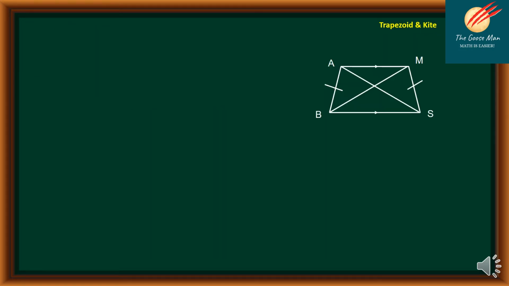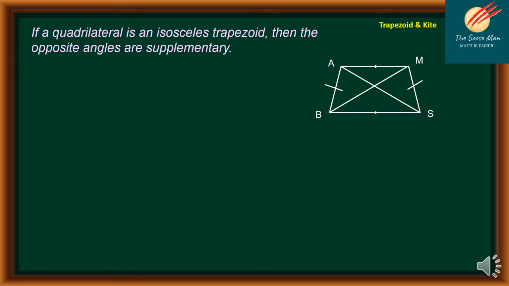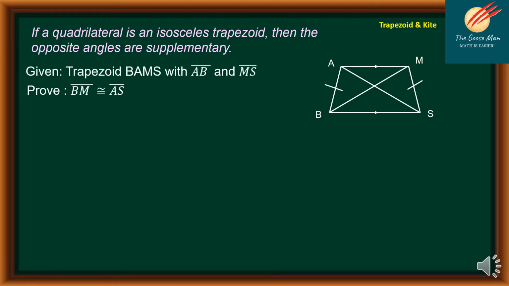Let's have some proving exercise. If a quadrilateral is an isosceles trapezoid, then the opposite angles are supplementary. Let's consider the illustration on the right side. We have AM is parallel to BS and AB is congruent to MS. Prove that BAMS is a trapezoid with AB and MS as legs. We would like to prove that BM is congruent to AS. So let's have our proof.